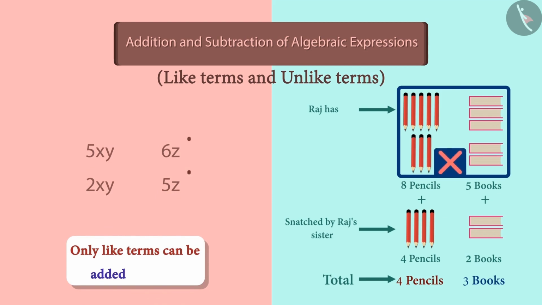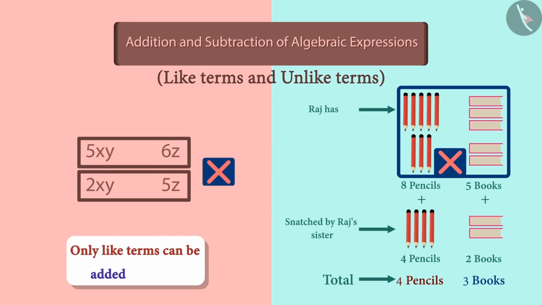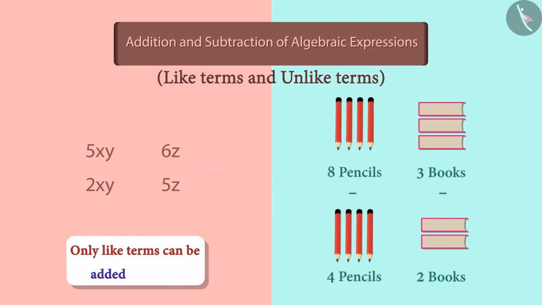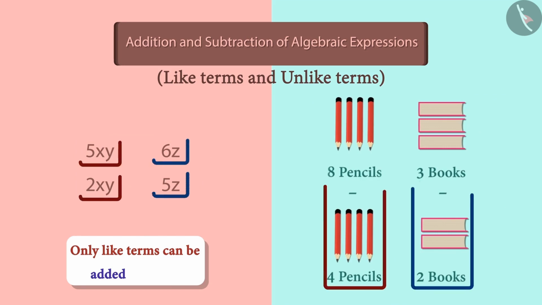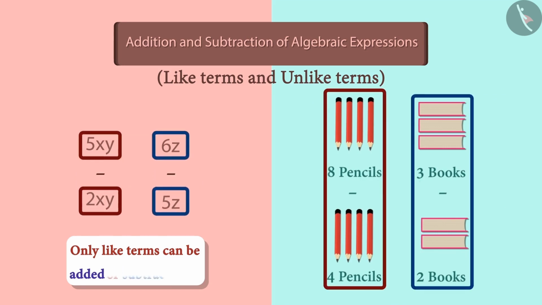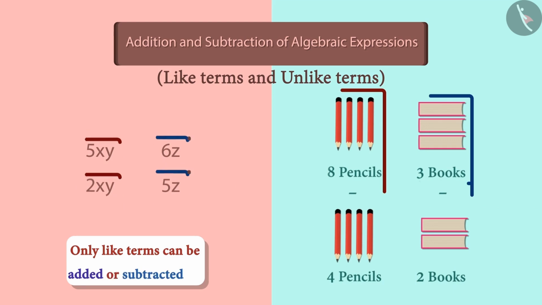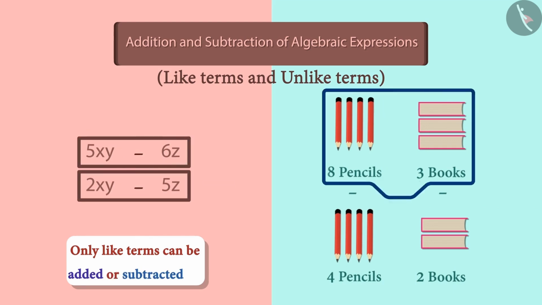In the same way, we cannot add 2 unlike terms to each other. The same is the case with subtraction. Only like terms can be subtracted from each other. We cannot subtract 2 unlike terms. Let's see an example to understand this concept better.